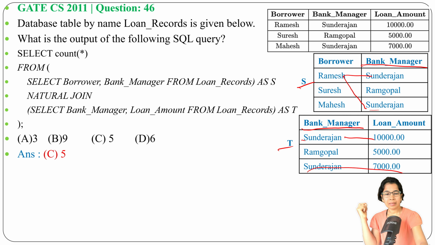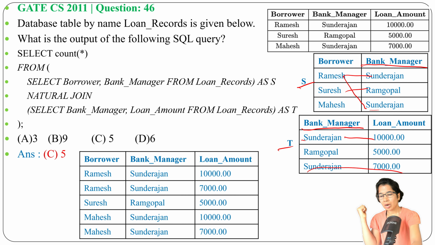2 rows. Then Suresh Ram Gopal 5,000. Mahesh Sundarjan 10,000. Mahesh Sundarjan 7,000. So how many tuples are there? 1, 2, 3, 4, 5. There are 5 tuples. As Sundarjan is 2 times, Ramesh will do a natural join with both Sundarjan and Mahesh will do a natural join with both Sundarjan. Hence Ramesh 2 times, Mahesh 2 times, Suresh is only 1 time. Total 5 rows. The answer will be 5.